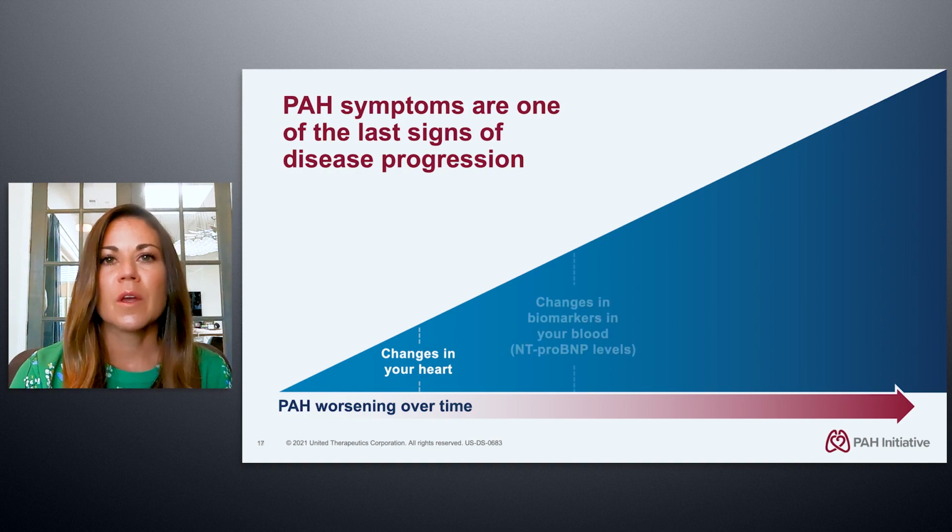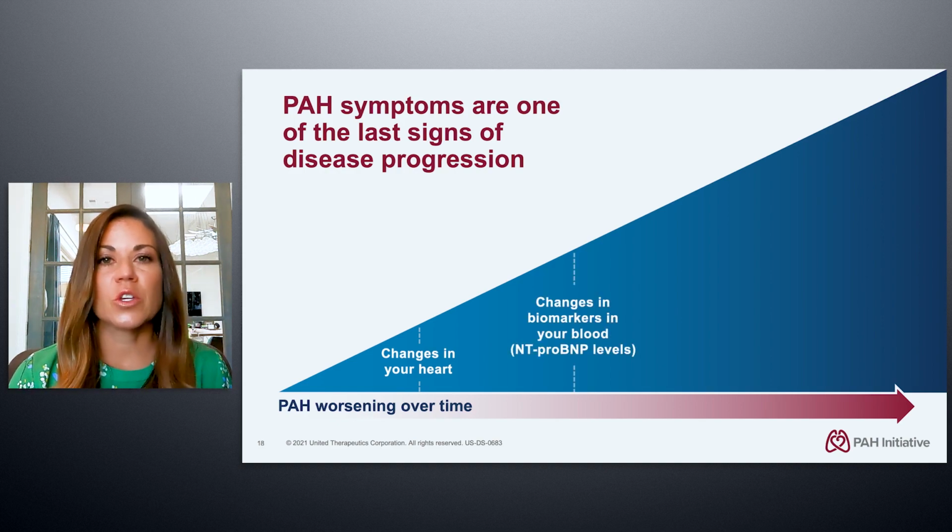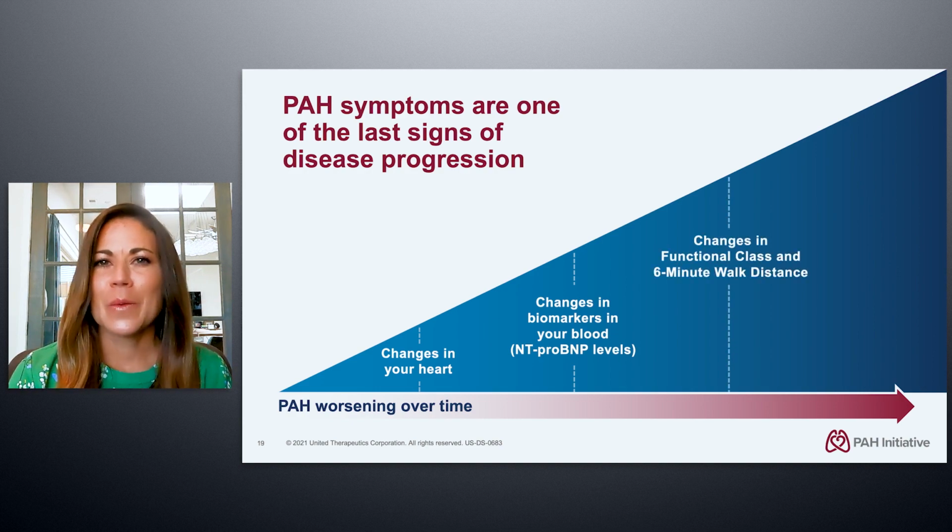And then we often are asking you to get blood tests, looking at things like biomarkers called NT-proBNP or BNP, which are measures of stretch or strain on the heart. Specifically, we're looking at how the right side of the heart is doing. And then we may get to the point that we're asking you to do walk tests where we're looking at blood pressure, heart rate, oxygen, as well as the distance that you can walk over 6 minutes. This is also where that functional class comes into play.